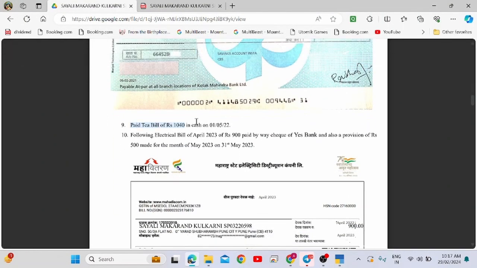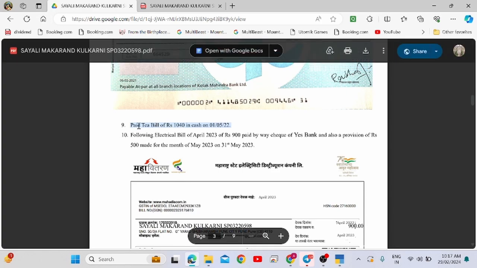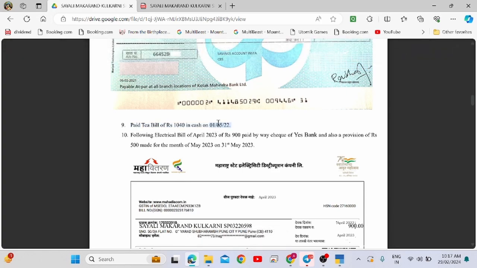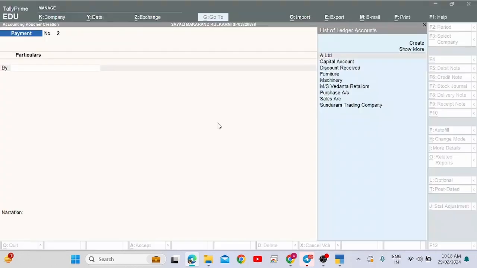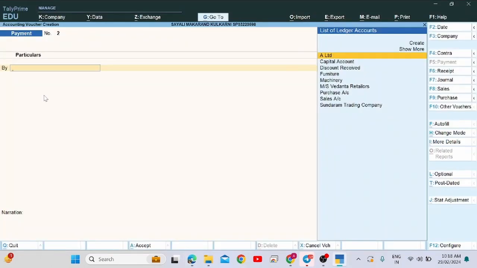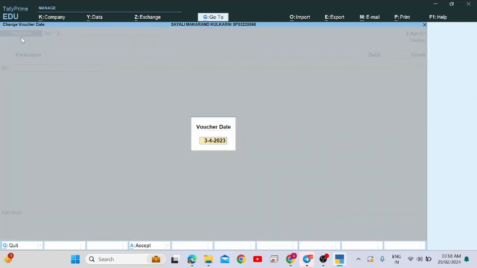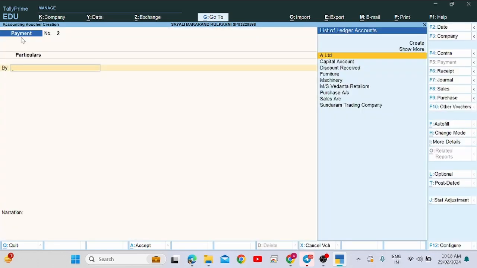Next, 9th. We'll take a pause after 10th. Paid T bill of 1040 in cash on 1/5. Paid, that means payment voucher type. And on 1/5, that means you should have the date 1/5. Therefore, in Tally, we want the payment voucher type. Yes, we are on the payment voucher type. We want the date 1/5. Therefore, press the 2 button and say 1/5. The first part is over.